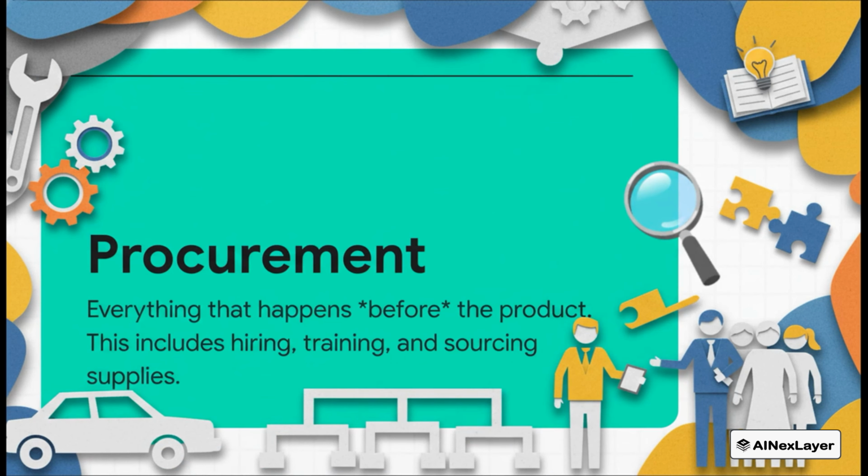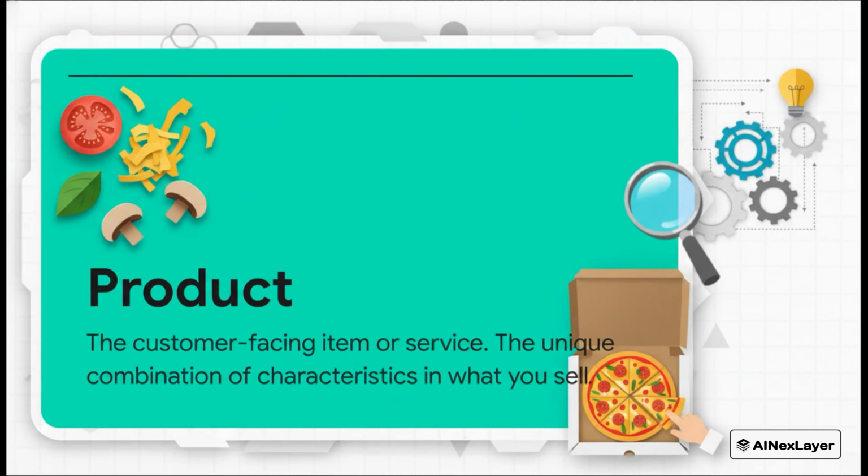First, there's procurement. Just think of this as everything that happens behind the scenes before the product is even ready. It's sourcing your supplies, hiring and training your people, vetting your partners. For, say, an auto mechanic, it's how they find good technicians and get all the right tools. Then, of course, you have the product. This is the obvious one, right? It's the thing the customer actually sees and buys, whether it's a physical thing or a service. If you're selling a pizza, the product is, well, it's everything from the ingredients and the recipe to how it looks when you open the box.